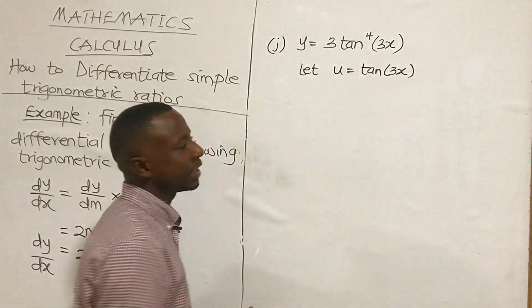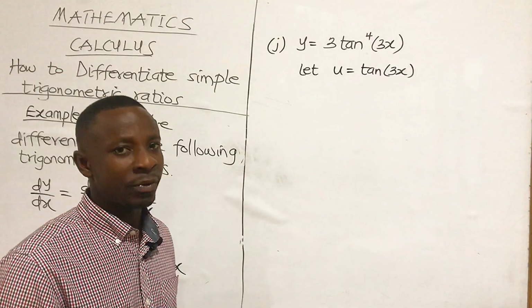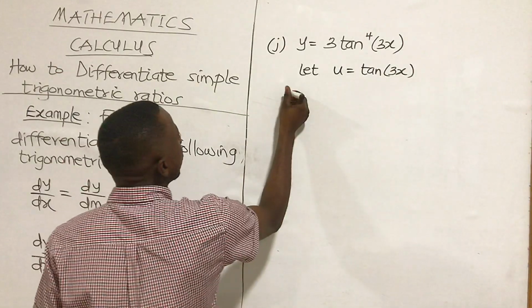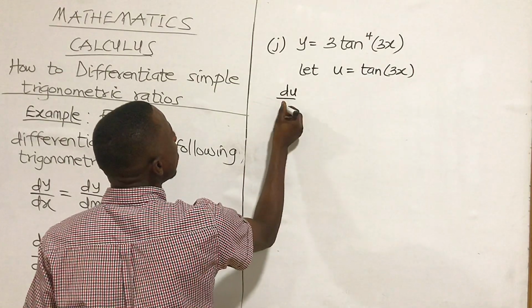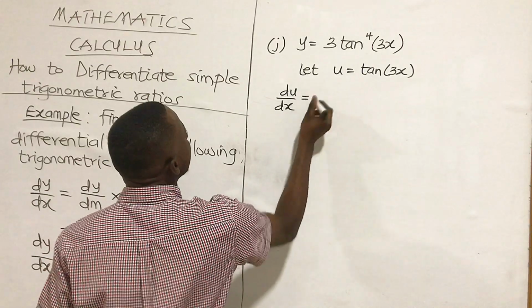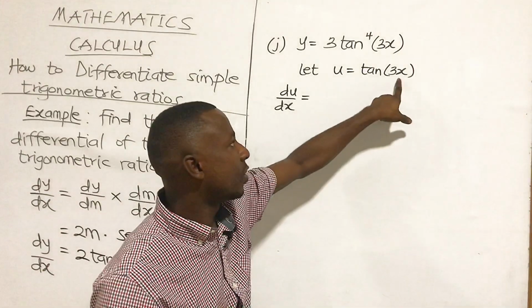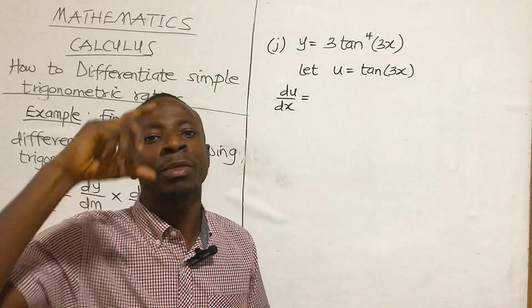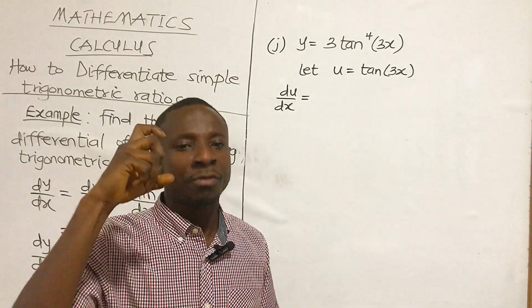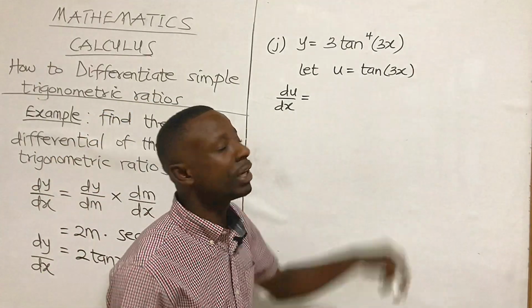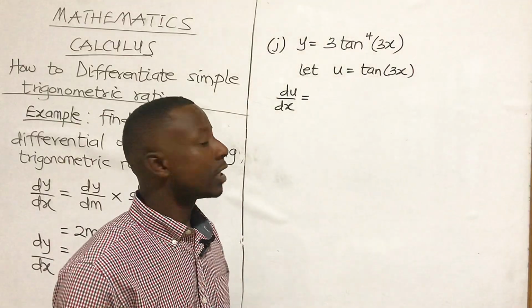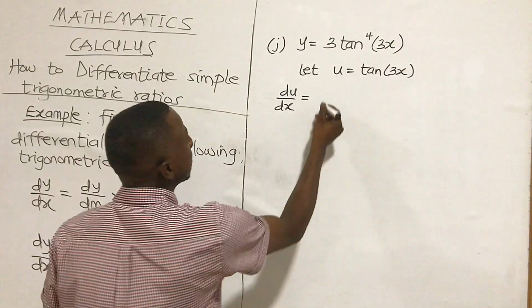We are going to differentiate u with respect to x. So we have du over dx is equal to, when we are differentiating, we always start from the bracket or from the function. So when we differentiate 3x, we are getting 3.